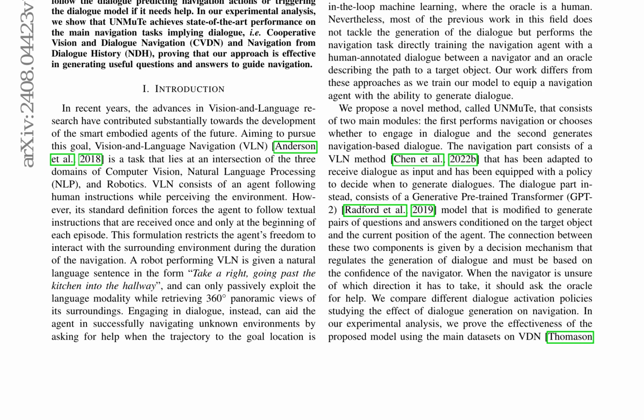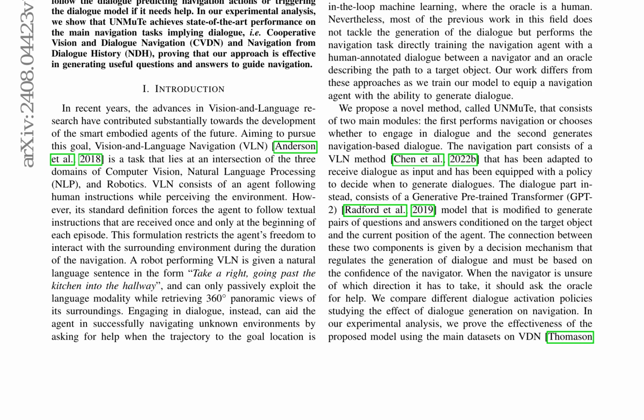position of the agent. A decision mechanism is also introduced to regulate the generation of dialogue, based on the confidence of the navigator. When the navigator is unsure of which direction it should take, it should ask the oracle for help. The authors compared different dialogue activation policies, studying the effect of dialogue generation on navigation.